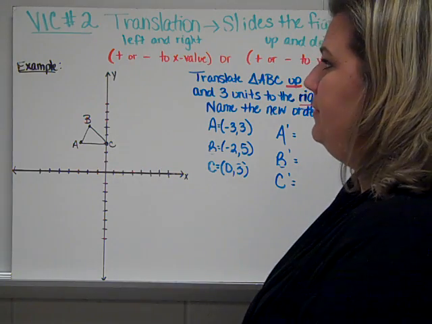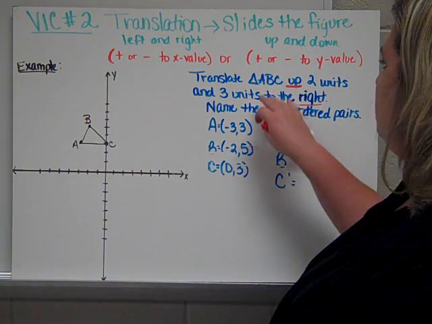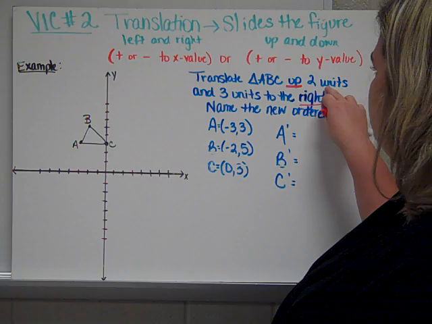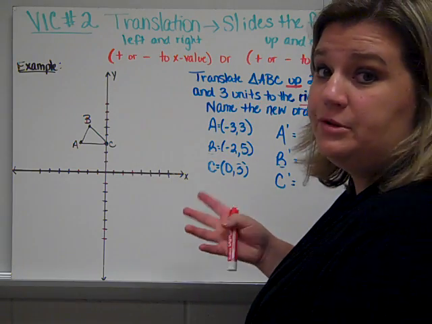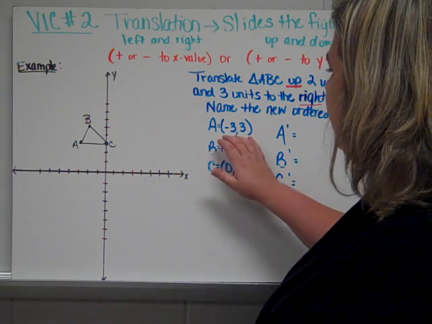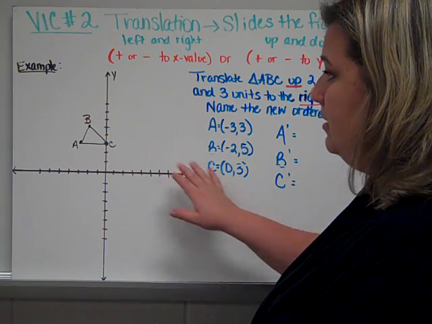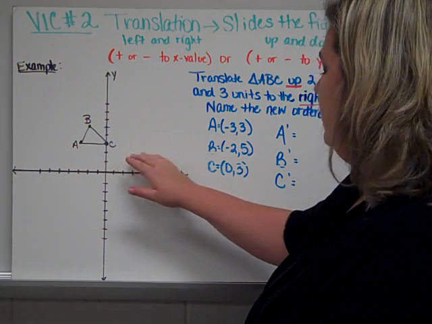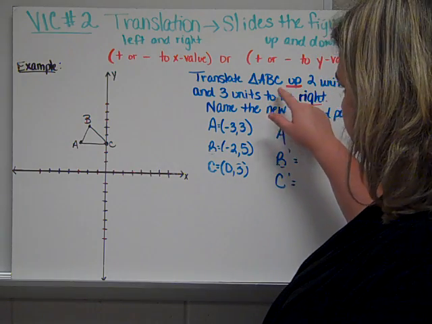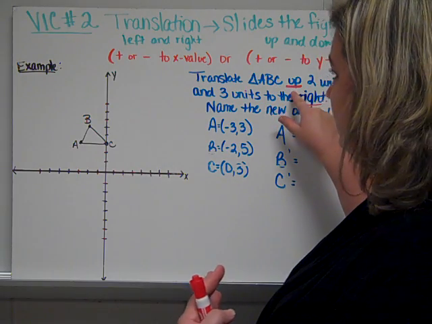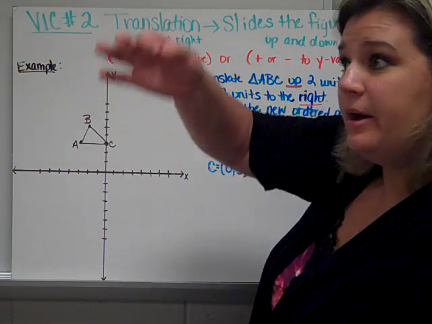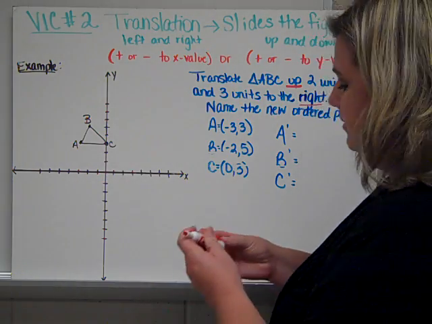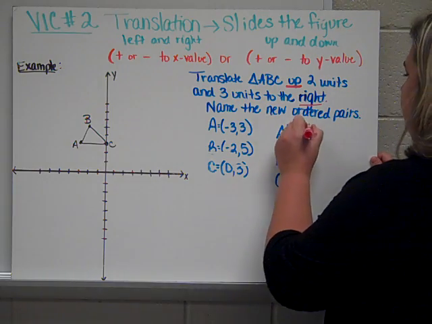So here's an example for translation. We're going to translate triangle ABC up 2 units and 3 units to the right. So let's name those new coordinates. I already have triangle ABC plotted here on the coordinate plane. If I want to translate it up, that means we're adding to the y value. Up means it's increasing, so we're going to add to the y coordinate.